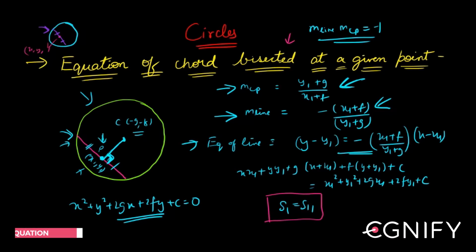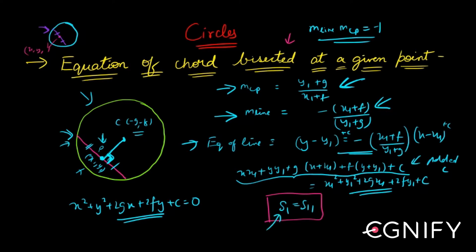And when you rearrange on both sides, I have added c on both sides of the equation. So basically after you cross multiply, just add c on both sides, you'll get this equation. If you can see, your LHS is your S1 and your RHS is your S11, right? If this is your point x1, y1, then S1 equal to 0 is xx1 plus yy1 plus g into x plus x1 plus f into y plus y1 plus c. We've already seen that, and that is what your LHS is.